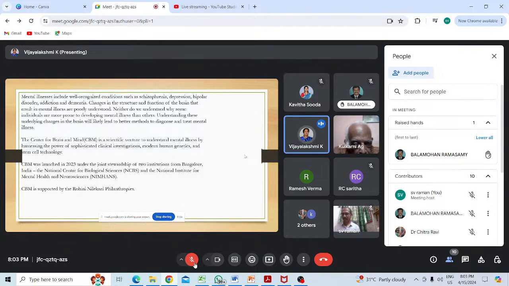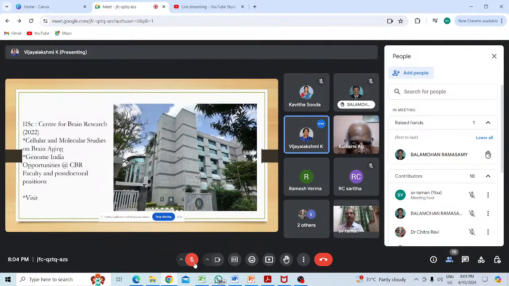Whenever we want more spatial resolution, we have to go for CT or MRI and other imaging modalities. Here in the Center for Brain and Mind, they are studying sophisticated clinical investigations, modern human genetics and stem cell technology. This is what they are studying in the NCBS.